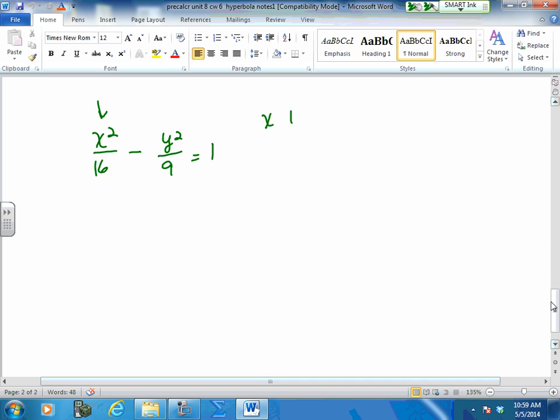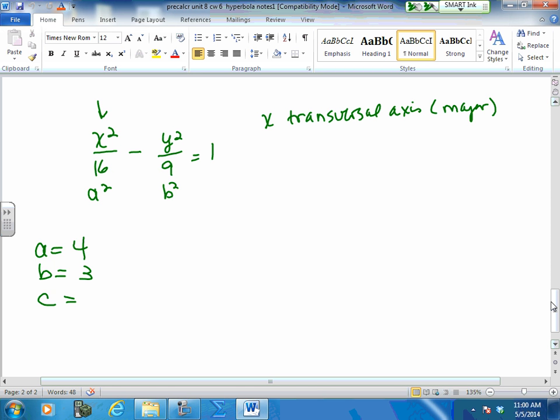So our X is going to be our transversal axis. We call this our major. This is where your vertices are going to be located. So this guy is a squared. And this one is b squared. Oh, you can put it right there. Thanks, Albert. All right, so now, what's a? 4, square root. This is squared, square root. What's b? 3. Now, I need to find c. C says a squared plus b squared. So I know my a squared, I know my b squared.